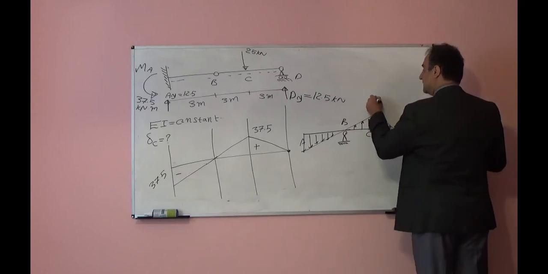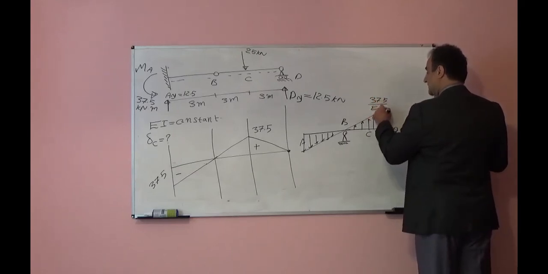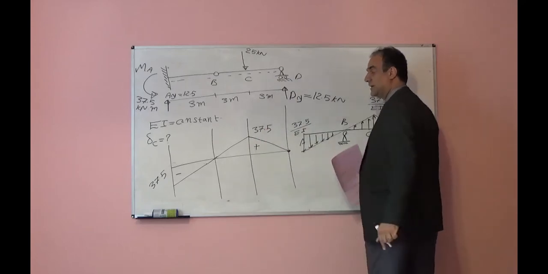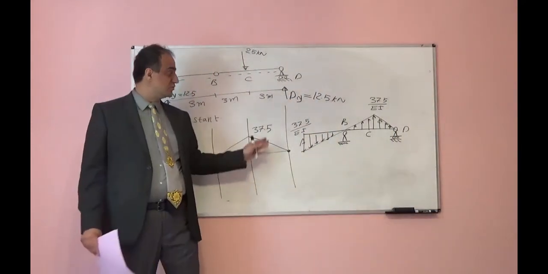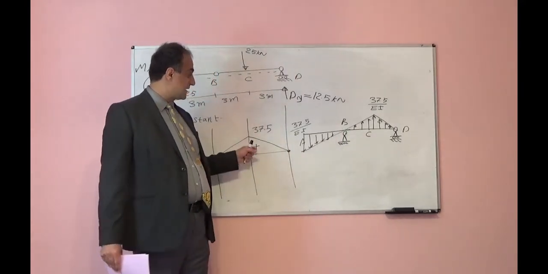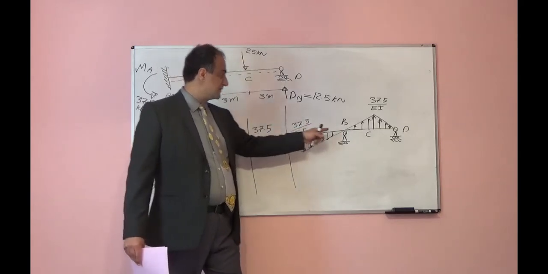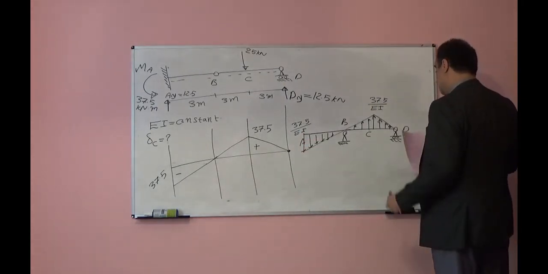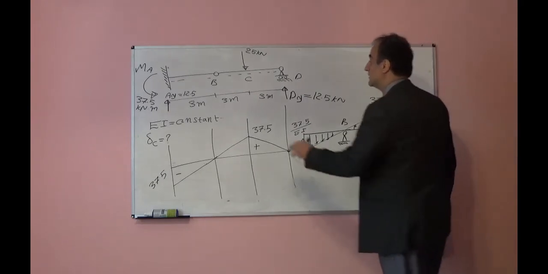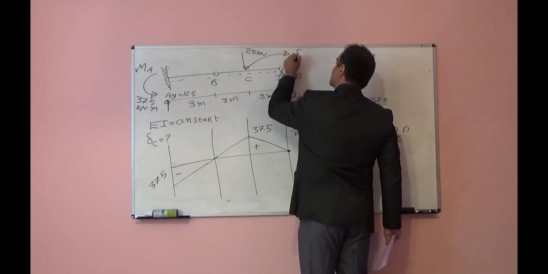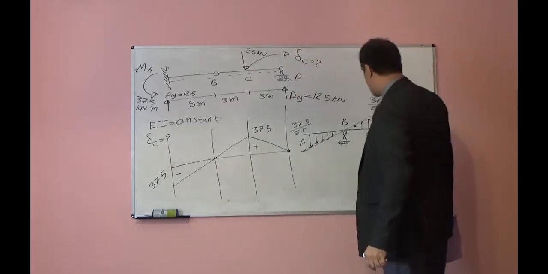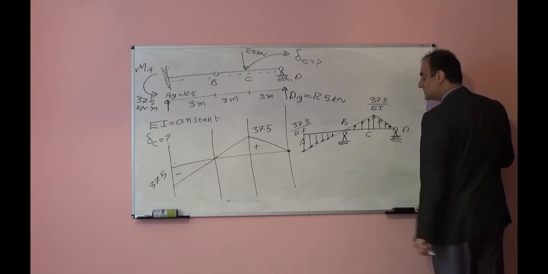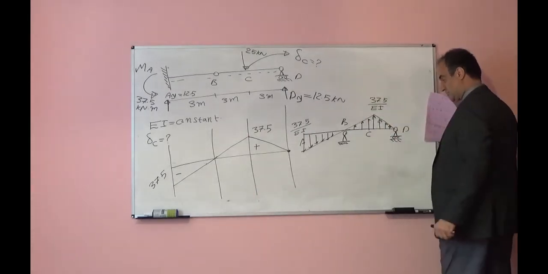So the moment diagram, 37.5 divided by EI, 37.5 divided by EI. I will divide the moment diagram by EI and I will apply that as a load to the conjugate beam. Here the moment diagram is positive, so the load should be upward. Here the moment diagram is negative, the load should be downward. Now, in the real beam we want to find the deflection at point C. It means in the conjugate beam we should find the internal moment at point C. That internal moment at point C will give us the deformation at point C.